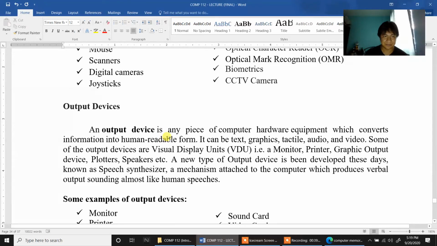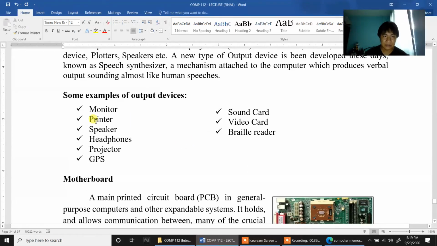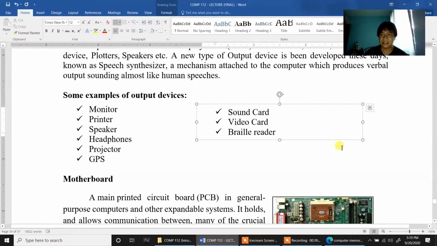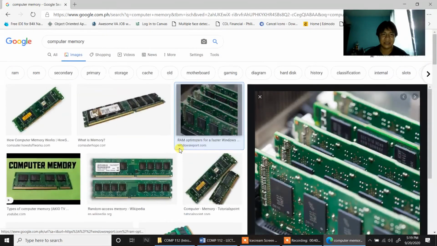Okay? Now, for the output devices, you know them already. Some examples are monitor, printer, speaker, headphone, projector, GPS, sound card, video card, and Braille reader. Take a look at the Braille reader. Check what it looks like. This is a Braille reader.